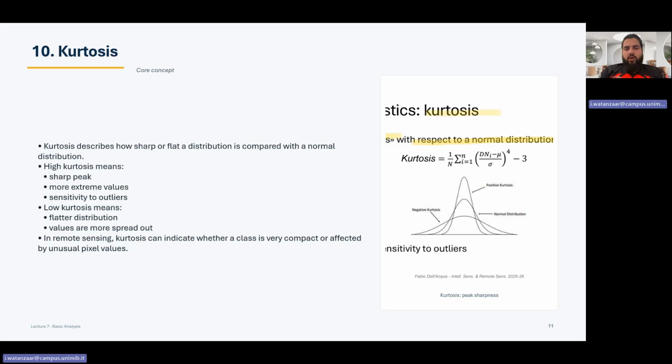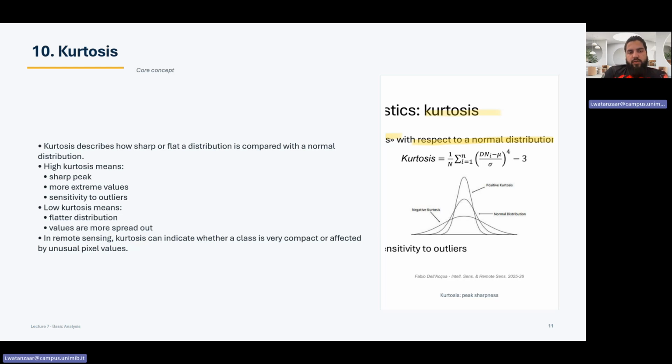This is another important concept called kurtosis. Kurtosis describes how sharp or flat a distribution is compared with a normal distribution. On one side we have a normal distribution, and kurtosis looks at whether the distribution is flatter or sharper than it. What does a high kurtosis represent? On the right side, we can see its formula and shape, and the multiple positive, negative, and normal kurtosis distributions.